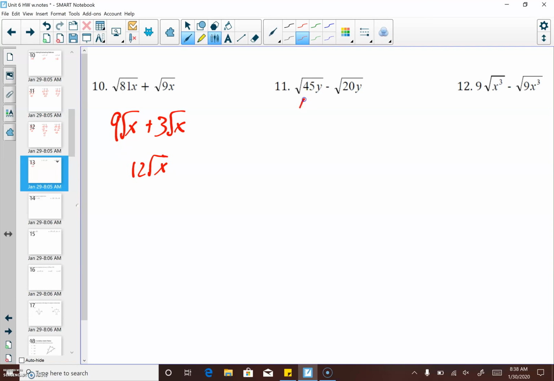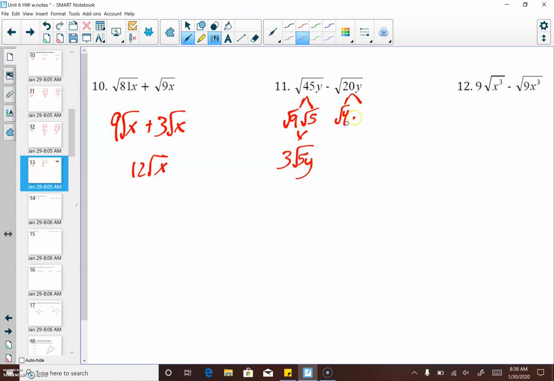Same thing here in the middle. The only difference is we have to split the 45. 9 and 5 gives us, not 4, gives us 3. And the square root of 5 stays inside along with the y.